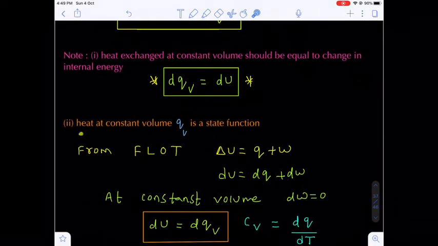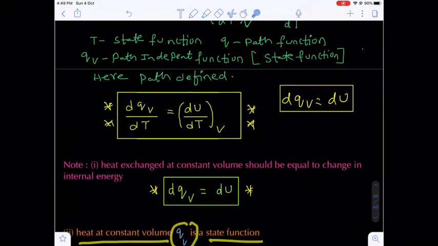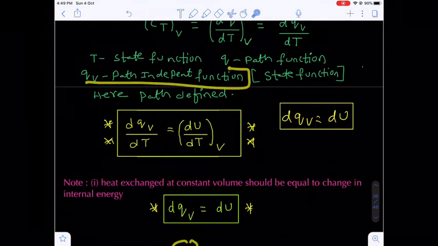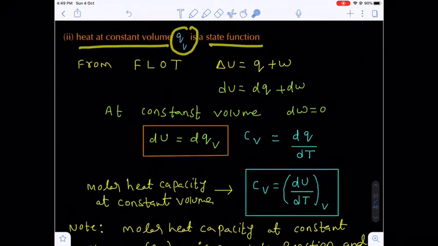The next one, heat at constant volume, that is Qv, is a state function. Just as I explained here, because we already defined the path, that's why it is a path independent function, otherwise state function. Are you getting my point?